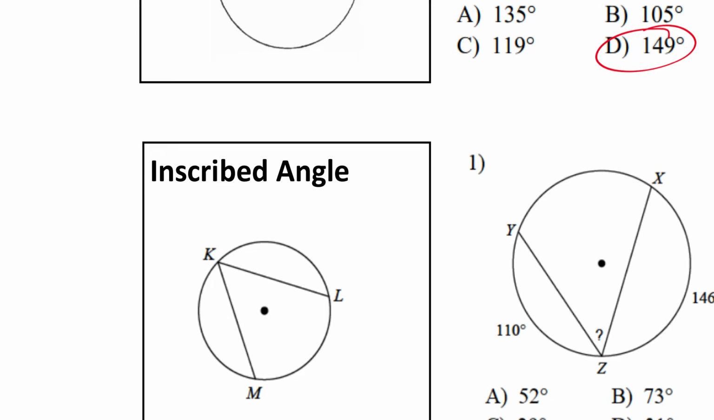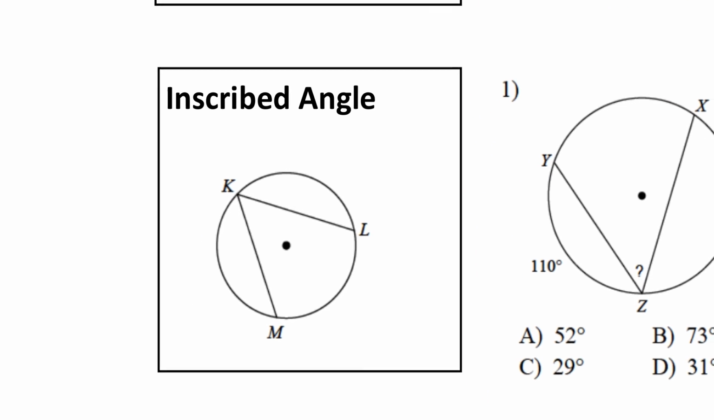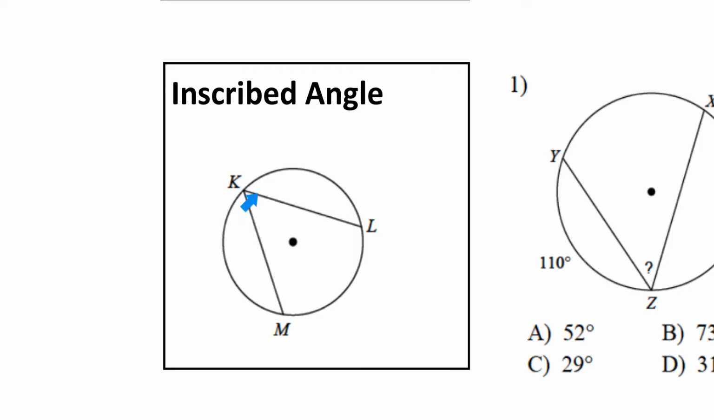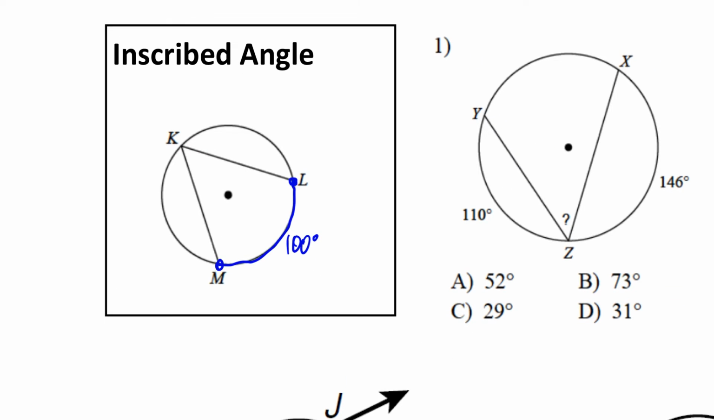The next type of angles that we talked about in this unit was inscribed angles. So remember, an inscribed angle is where the vertex of the angle is actually on the edge of the circle. So like on this one, let's say that arc LM is 100 degrees. How do you get from the arc to the inscribed angle? Divide by 2. Yeah, just divide it by 2. So what would the inscribed angle be there? 50.